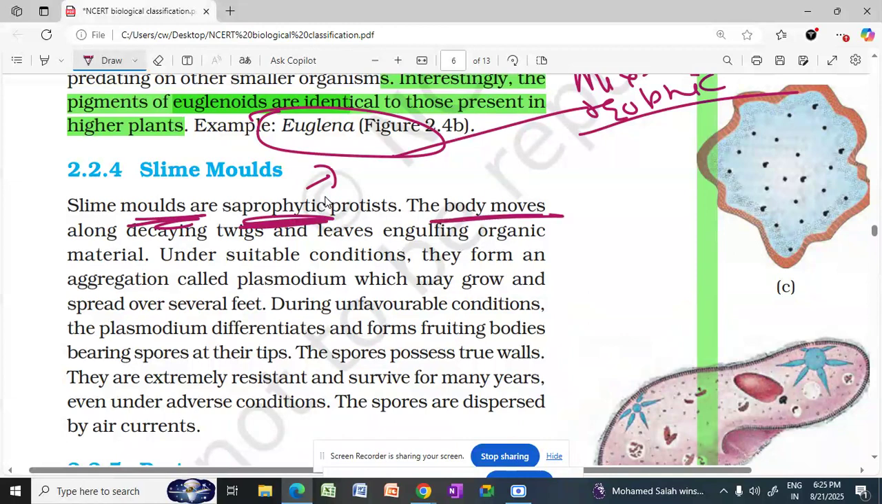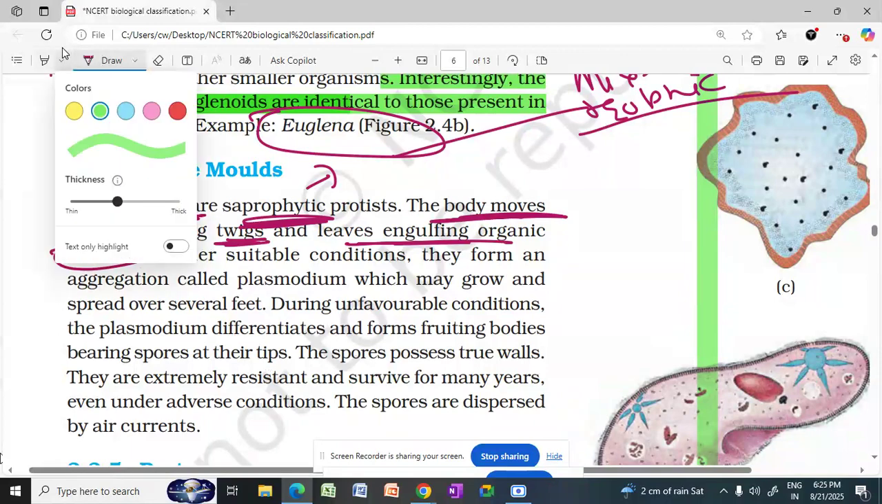The body moves along decaying twigs and leaves, engulfing organic material. They will engulf organic material. Under suitable conditions, they form an aggregation which is called the plasmodium.